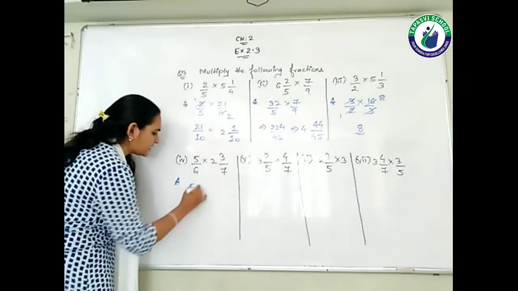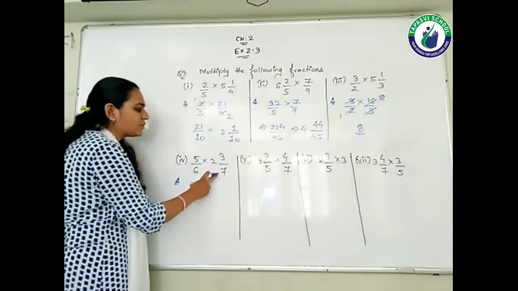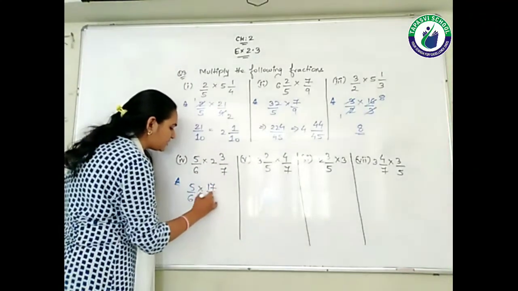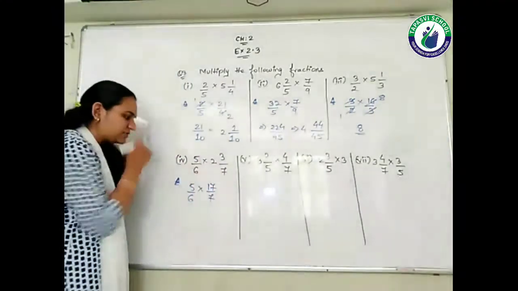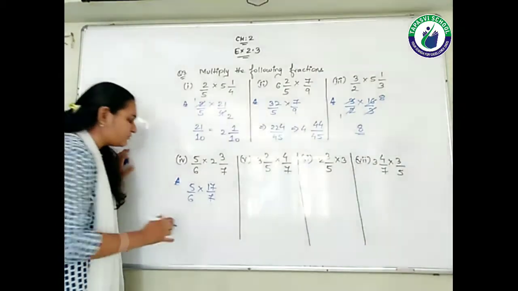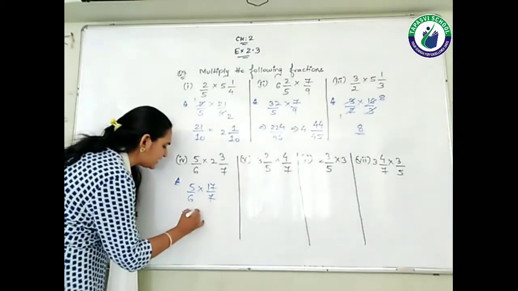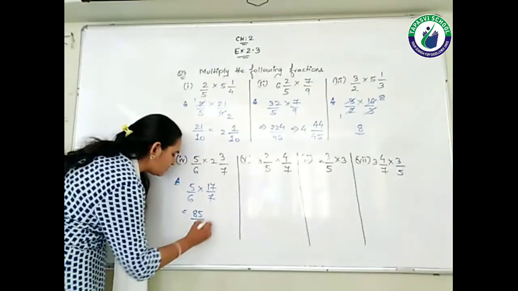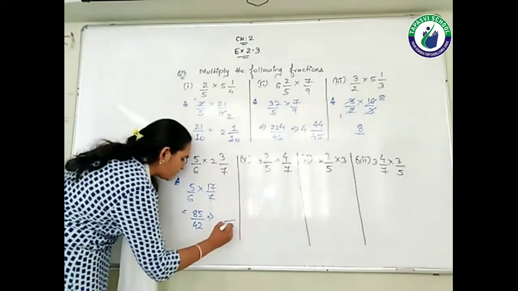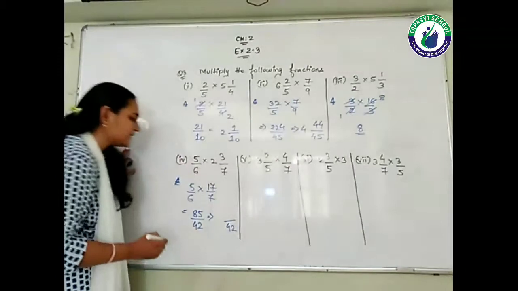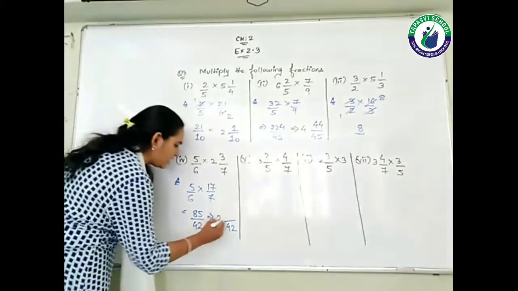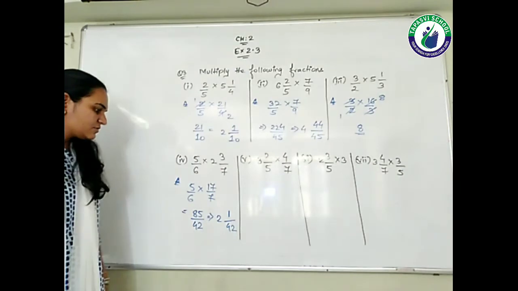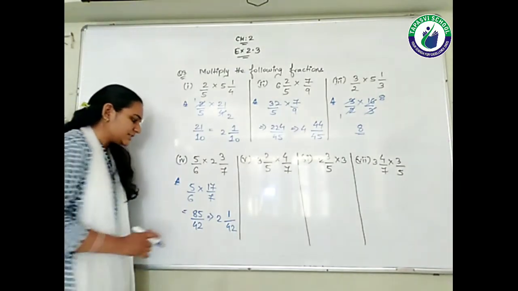5 by 6 into, first I am converting this into improper. 2 7s are 14 plus 3. So 17 upon 7, and here also nothing can be cut down, so we'll multiply. So 5 17s it is 85, right? And 6 7s it is 42. So 42 2s is 84 and 1 will come here. So remainder will be 1. So 42 2s are 84 plus 1, that is 85.